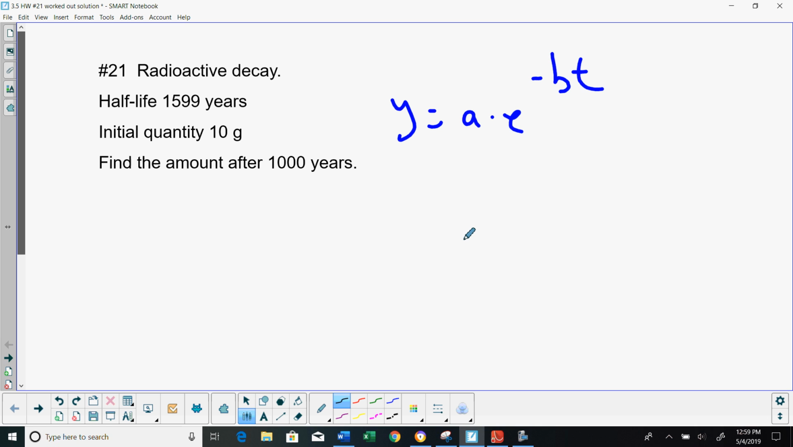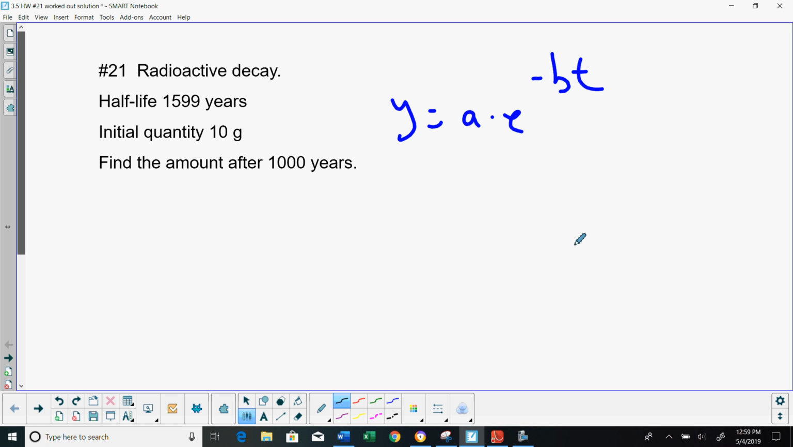We're looking at homework help on section 3.5, problem number 21. This is a radioactive decay problem. They do tell us that the half-life for this radioactive isotope, radium-226, is 1,599 years. That means every 1,599 years, you will have half the amount that you started with at the beginning of that time period.